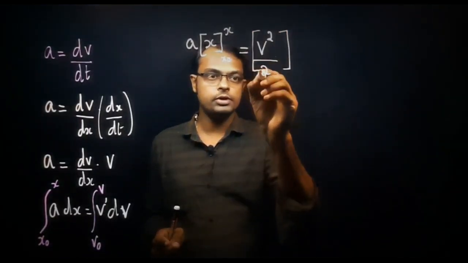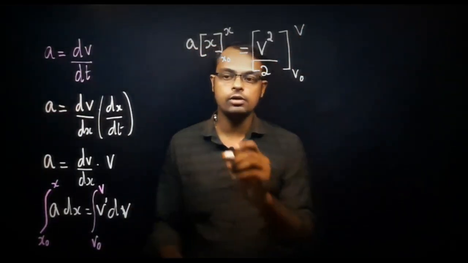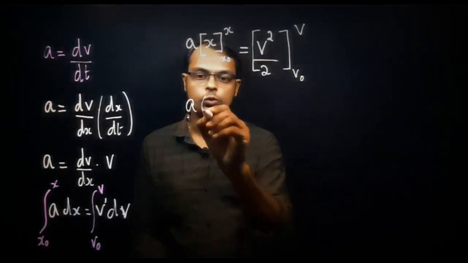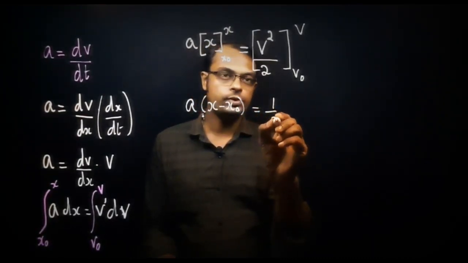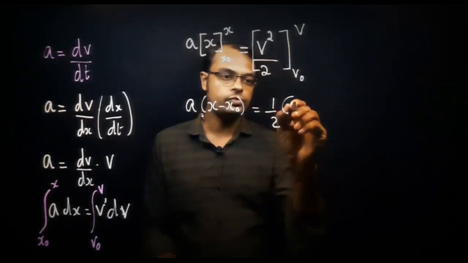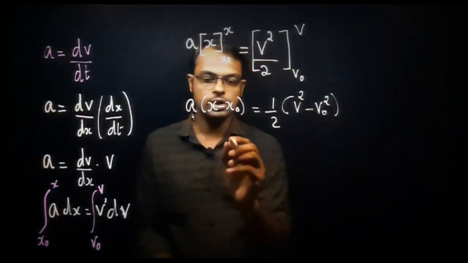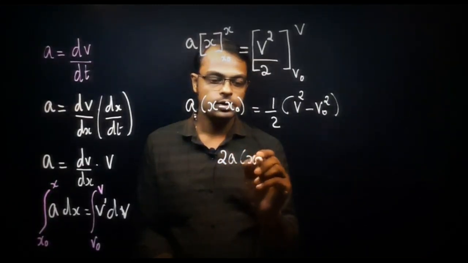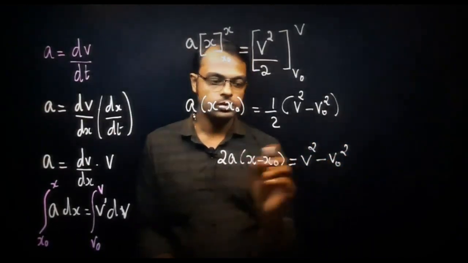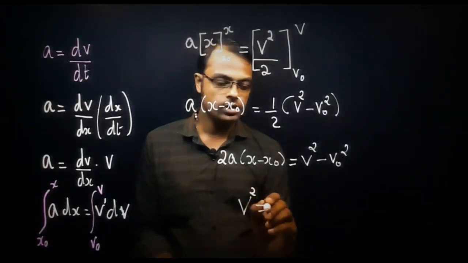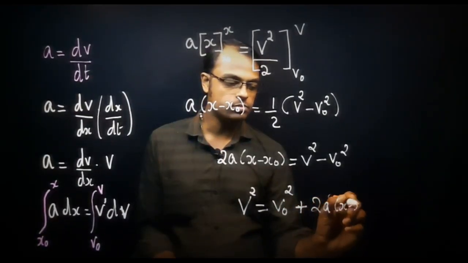What is the limit now? v0 to v. Therefore, if you apply the upper limit and lower limit, I can write this side as a into x minus x0 is equal to 1 by 2 if you take it outside. Here you can write upper limit is v, so v square, minus lower limit is v0, so v0 square. Take the 2 to the left hand side, 2a into x minus x0 is equal to v square minus v0 square. Or simply you rearrange this formula, you will be getting v square is equal to v0 square plus 2a into x minus x0.